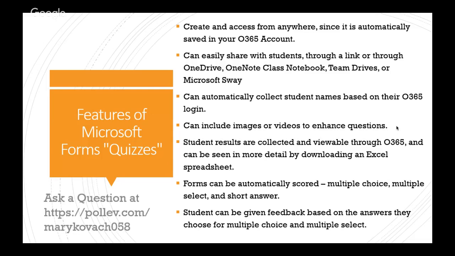And they can be seen in more detail, or if you want a download that's offline, you can download an Excel spreadsheet for your students' results. Now, the forms, as I mentioned, can be automatically scored as long as you choose that quizzes option. So again, the kinds of questions that can be automatically scored are multiple choice, where you're choosing one correct answer from a range of possible answers. Multiple select, where you're choosing one or more answers from a range of possible answers. And also, short answer can be automatically scored.